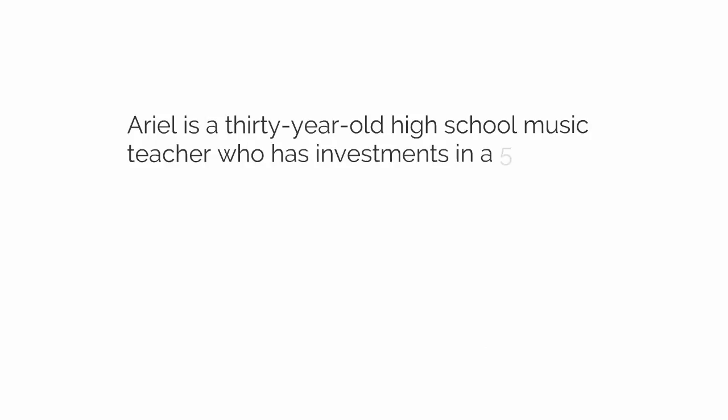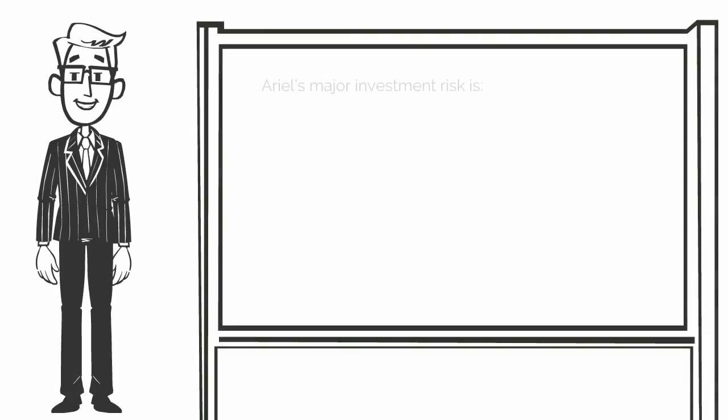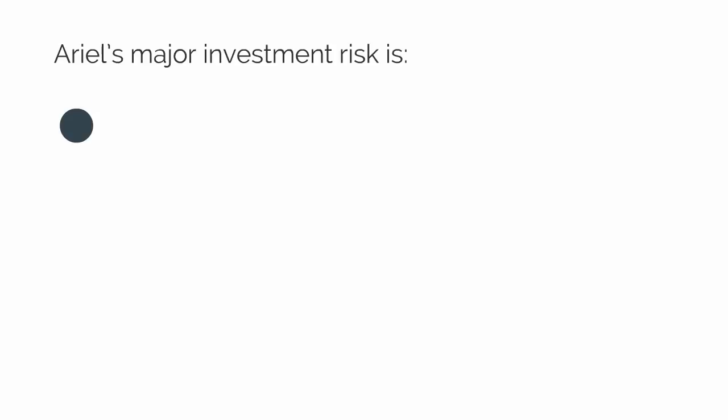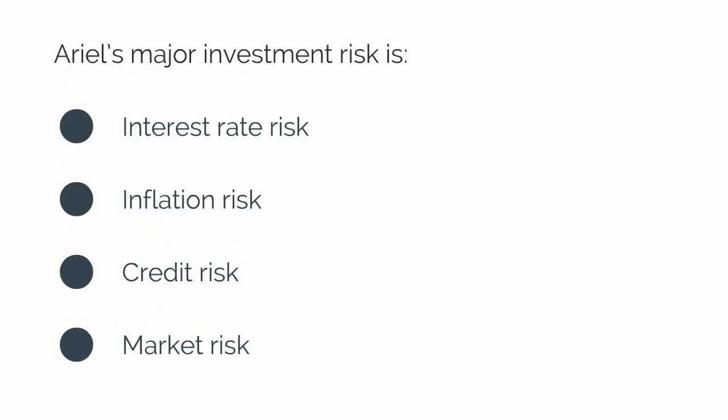Ariel is a 30-year-old high school music teacher who has investments in a 5-year GIC, a high-interest savings account, and a money market segregated fund. Given this scenario, Ariel's major investment risk is: A. Interest rate risk, B. Inflation risk, C. Credit risk, or D. Market risk.